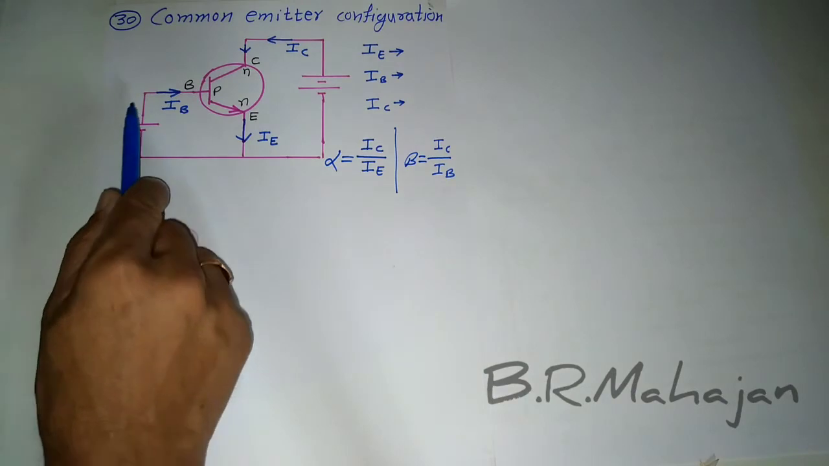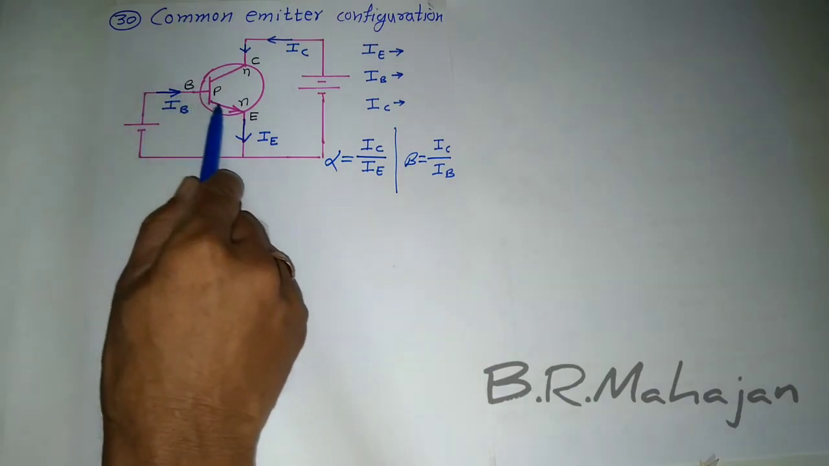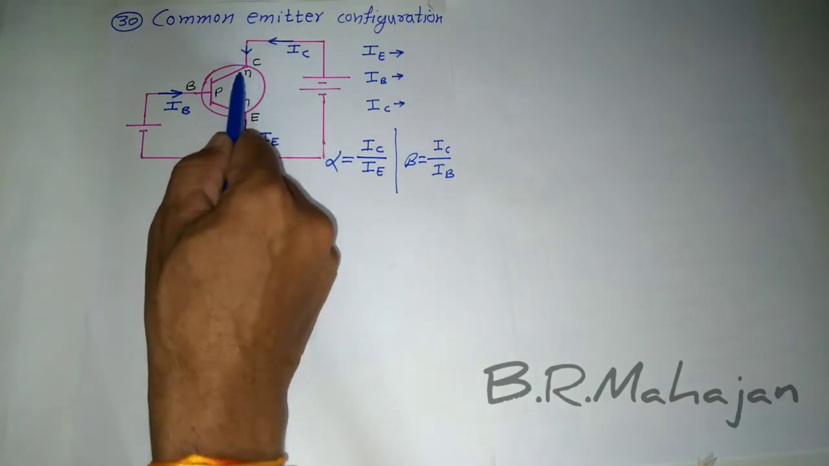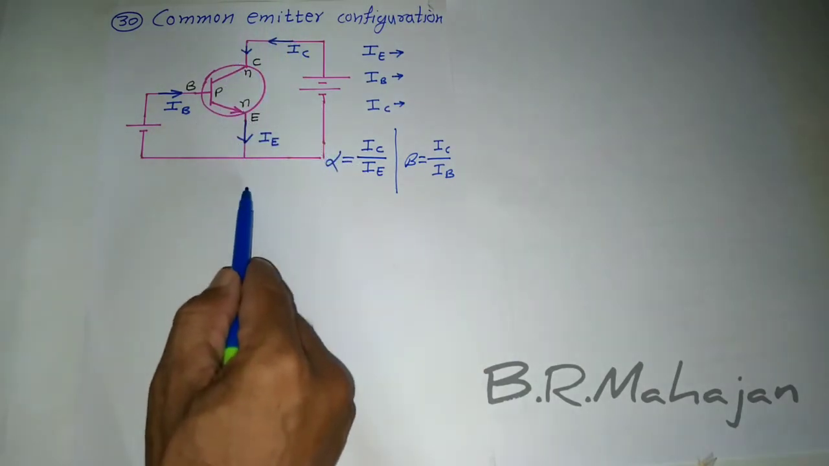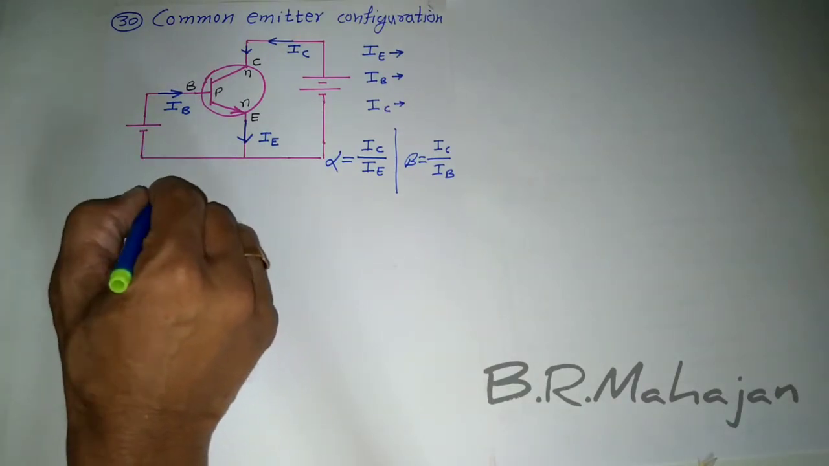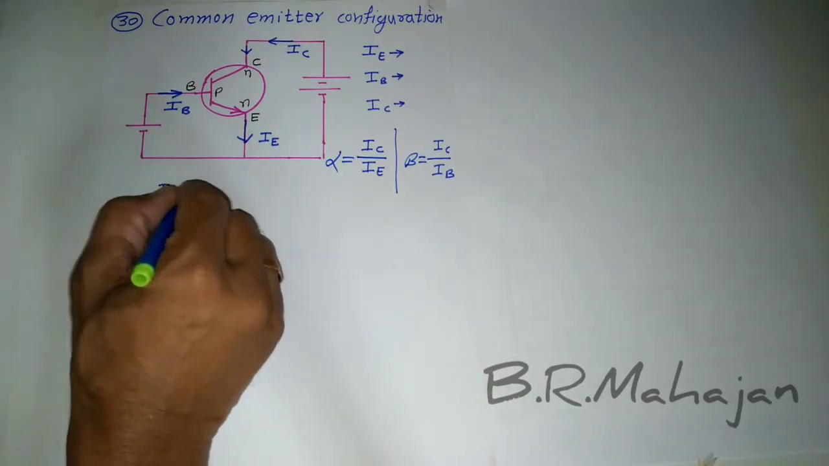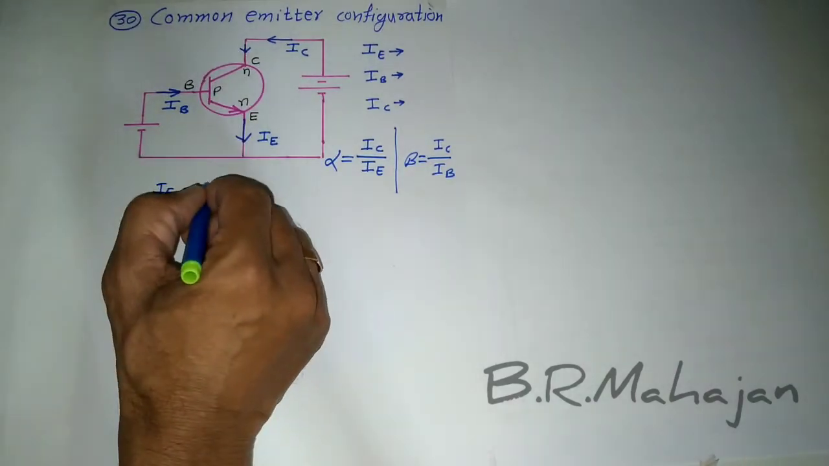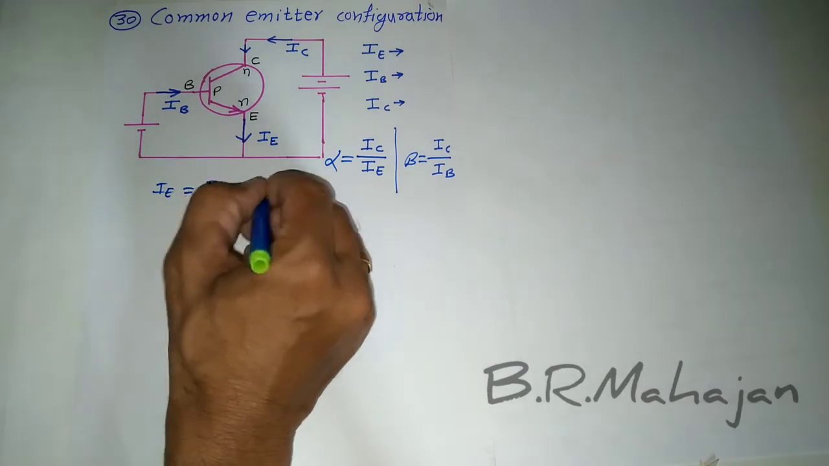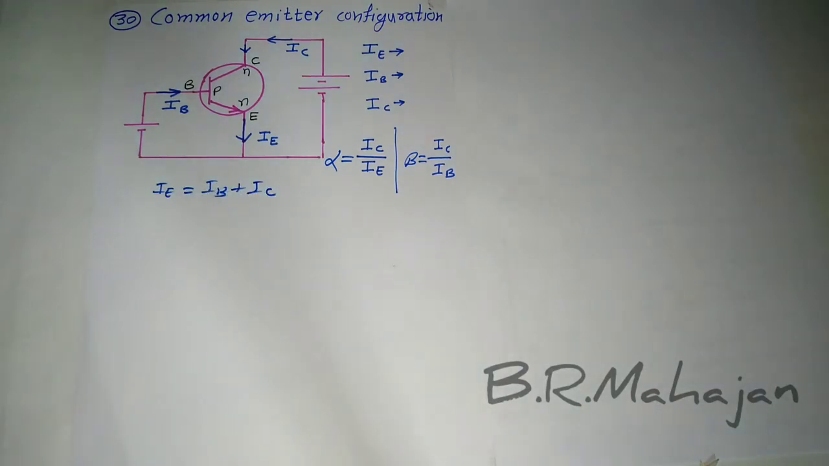As I said earlier, the base current is entering inside the transistor. The collector current is also entering inside the transistor, while the emitter current is given out. According to transistor action, the emitter current IE is equal to the base current IB plus the collector current IC. This is the basic transistor action relation.